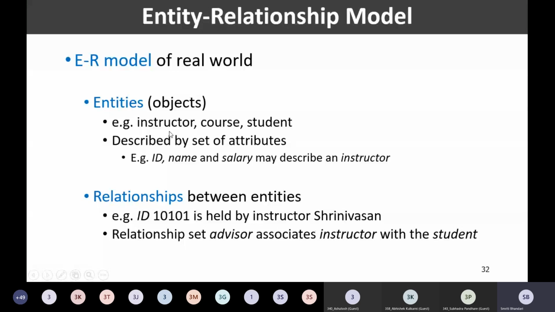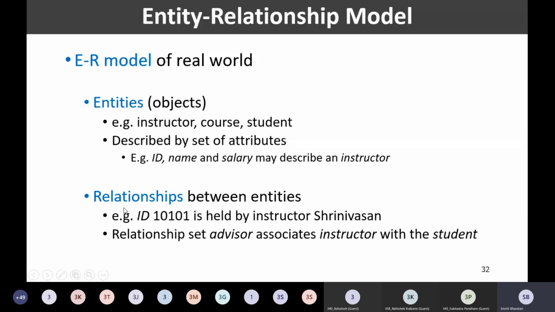Every entity is described by some set of properties or attributes. For example, if I want to describe the entity instructor, then I'll describe it with the attributes ID, name, salary, and so on. If I want to describe a course, then I'll describe it with course ID or course code, course name, the credits allotted for that course, and so on. This is how we describe the entities, and every entity is described with attributes.